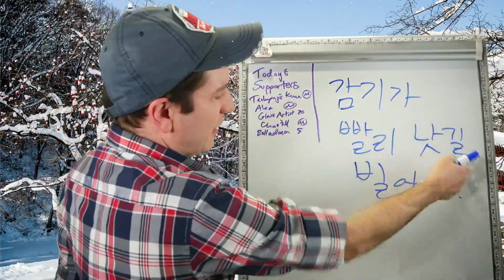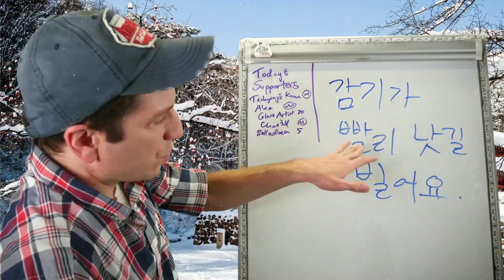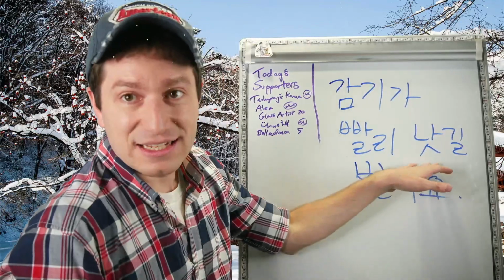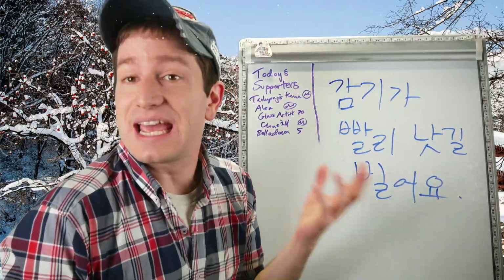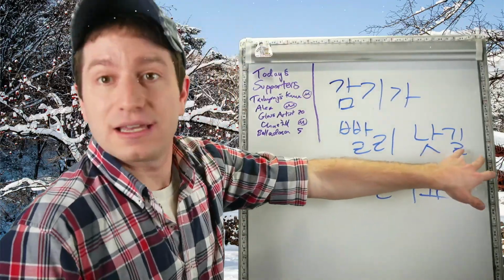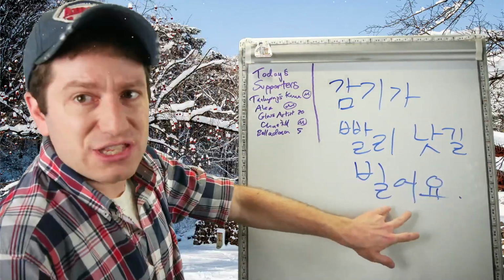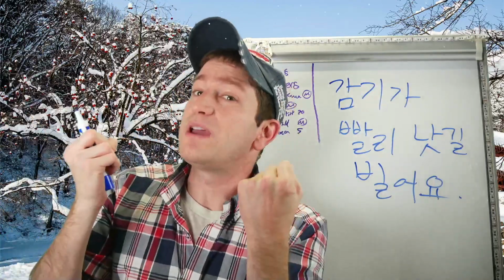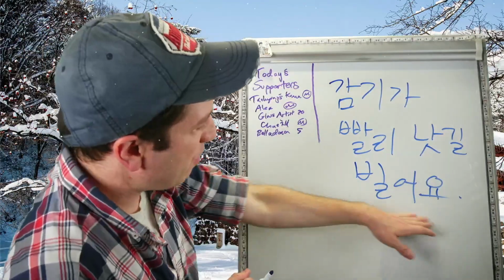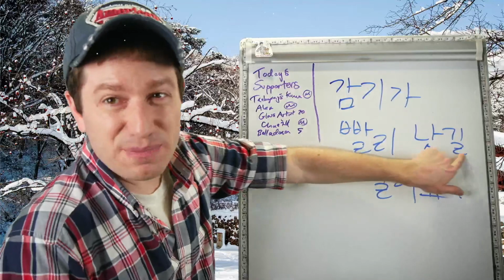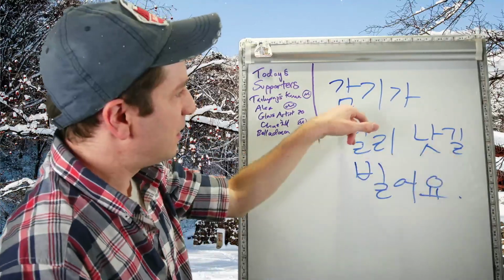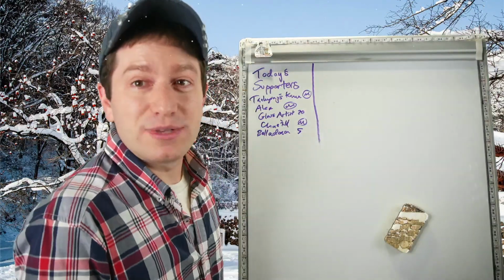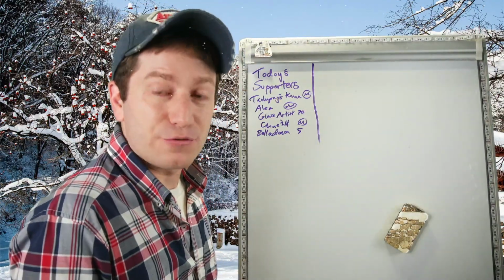감기가 빨리 낫길 빌어요. 감기, a cold, 빨리, quickly, right away, as soon as possible. 낫다, to recover, to heal, to get better. 낫기를, 낫길. 빌다 is to pray. I pray. Not like this kind of praying, but just like hoping, praying, like wishing. I pray that your cold gets better quickly, that you recover quickly. 감기가 빨리 낫길 빌어요.